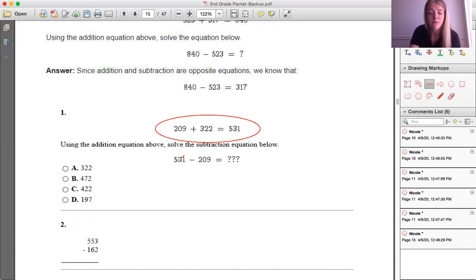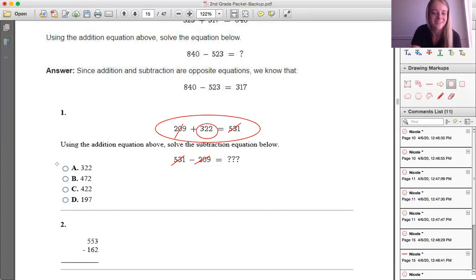We're going to cross off all of the numbers we have. We have 531. We have 209. And when you look, you can use this addition problem to find your answer, 322. If you subtracted this, that's okay too, but that's just an extra step that you didn't need to do because your answer is right here for you.